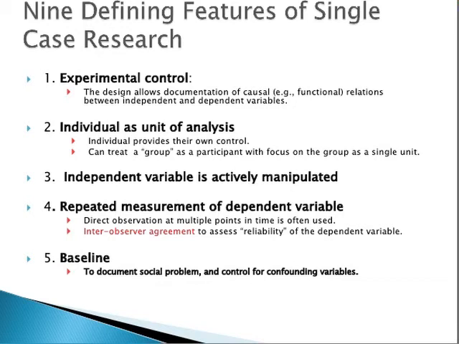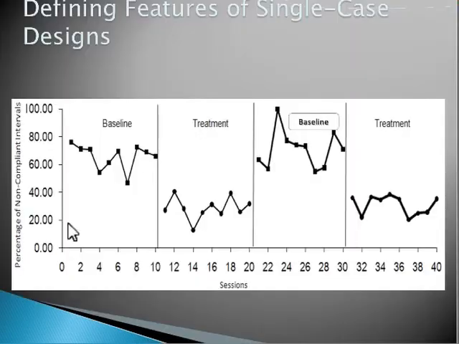The design allows for documentation of a causal relationship between independent and dependent variables, and what we call this is a functional relation. So if we see 3 demonstrations of an effect along here, we would say that there was a functional relation between the introduction of the independent variable and scores on the dependent measure.